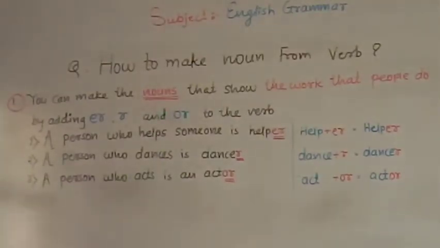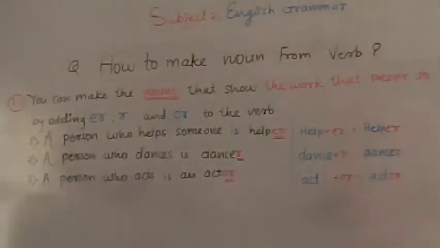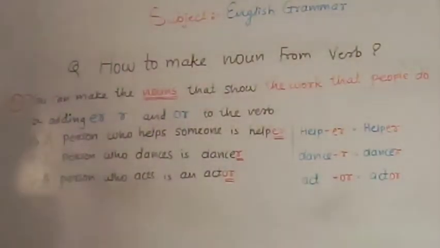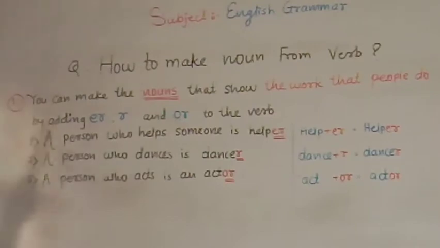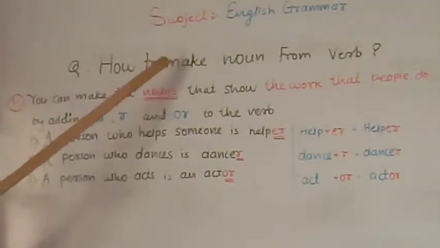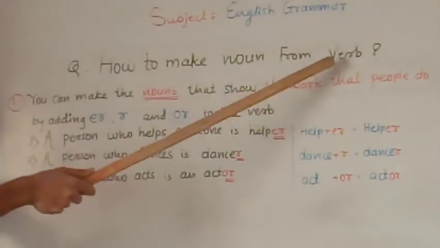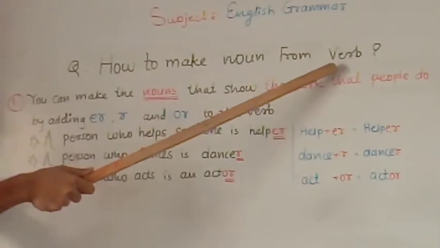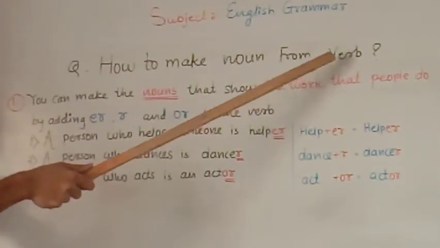Hello student, in today's lecture we are going to learn another grammar topic of English subject, and that is how to make noun from verb. Verb means what? An action word, क्रियादर्शक शब्द.